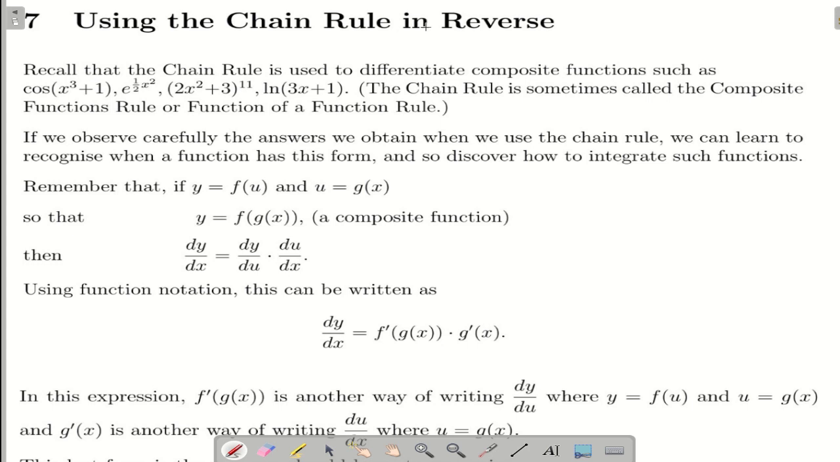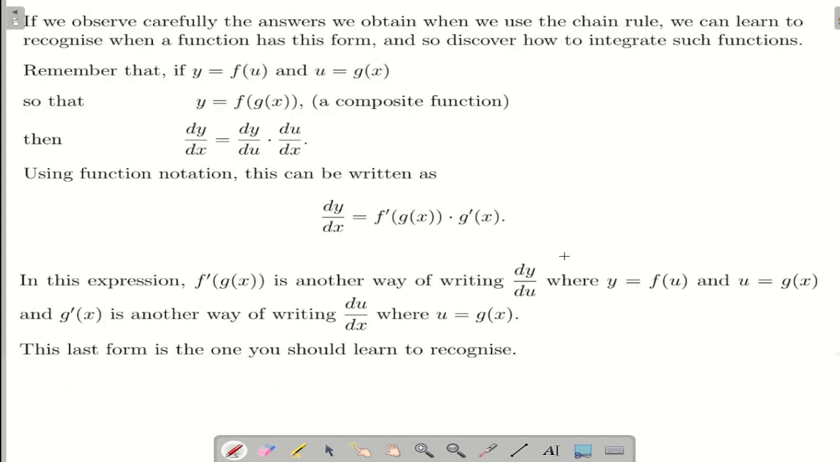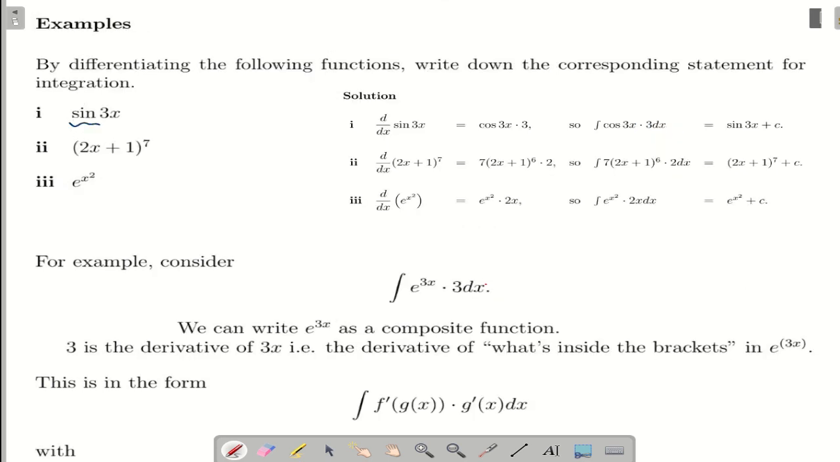Now you're using the chain rule in reverse. You have already seen the chain rule in differentiation, and now for integration you want to do the chain rule in the reverse order. This is the definition of the chain rule. This one is very important. If you have dy by dx, this is equal to dy by du multiplied by du by dx. For example, if you differentiate sine 3x, you get cosine 3x multiplied by 3.